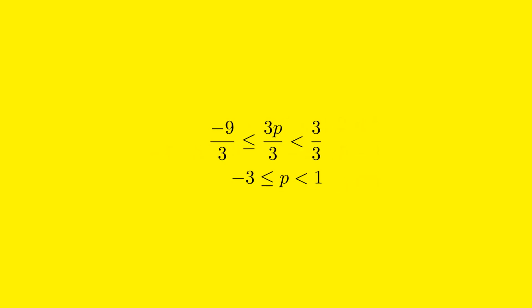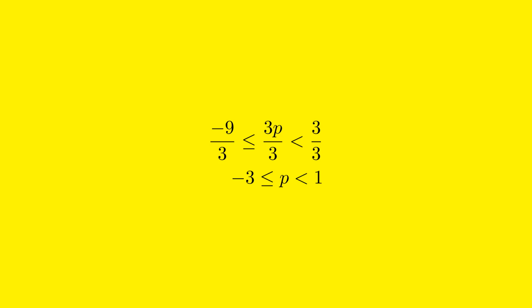Step 2 is to isolate the variable p by undoing the multiplication by 3. To do this, we divide all three parts of the inequality by 3. This keeps the inequality balanced. First, we divide -9 by 3. Next, we divide 3p by 3. Finally, we divide 3 by 3.